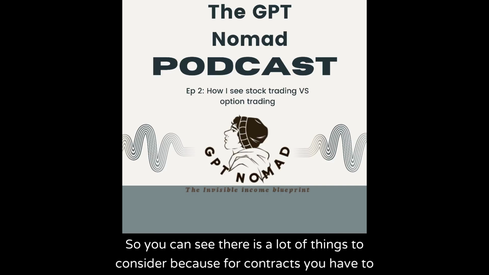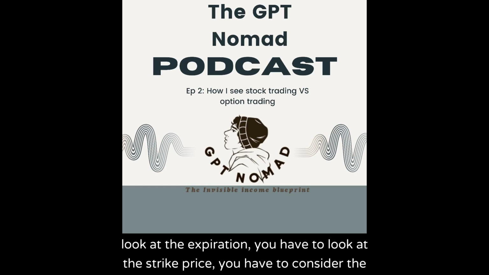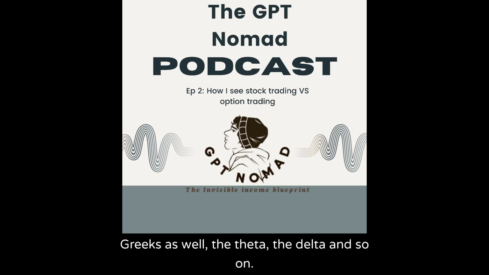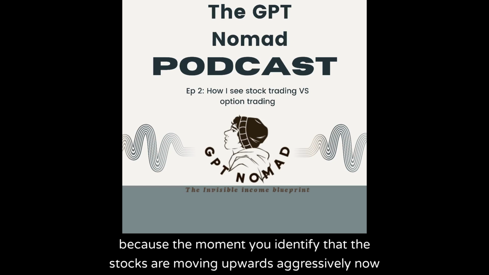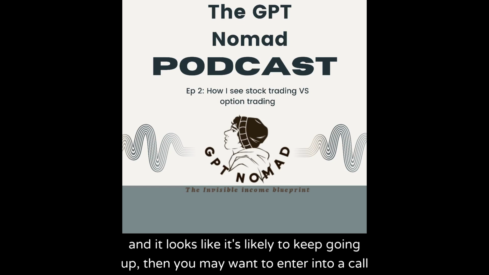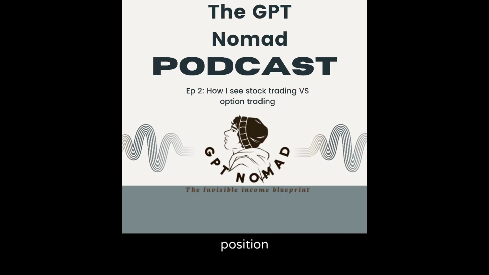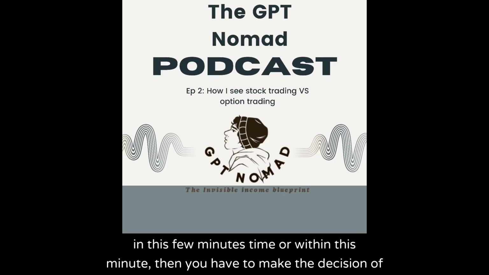Okay, so you can see there is a lot of things to consider, because for contracts, you have to look at the expiration, you have to look at the strike price, you have to consider the Greeks as well, right? The theta, the delta, and so on. So there are many things to consider, and all this may have to be made in a split second, right? Because the moment you identify that the stocks are, say, moving upwards aggressively now, and it looks like it's likely to keep going up, then you may want to enter into a call position in these few minutes, or within this minute.